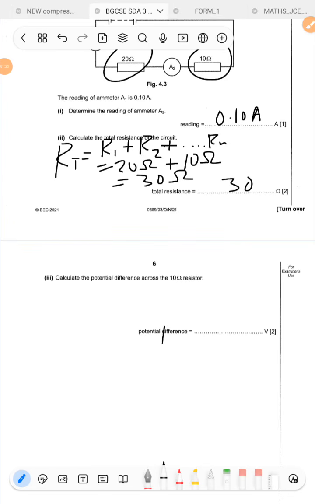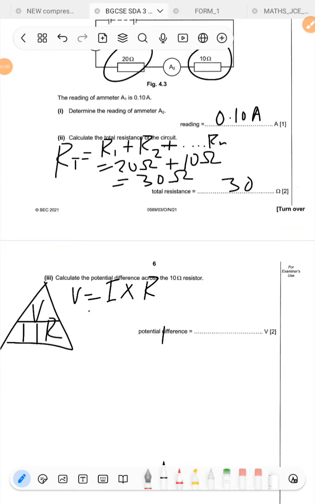Then we continue. Part 3 says calculate the potential difference across the 10 ohms resistor. Now to calculate that, we use our triangle VIR. We are looking for voltage, so voltage is equal to I times R. Our current is 0.10 times our resistance, which is 10, and then we get 1 volt. So just plug it into the calculator.